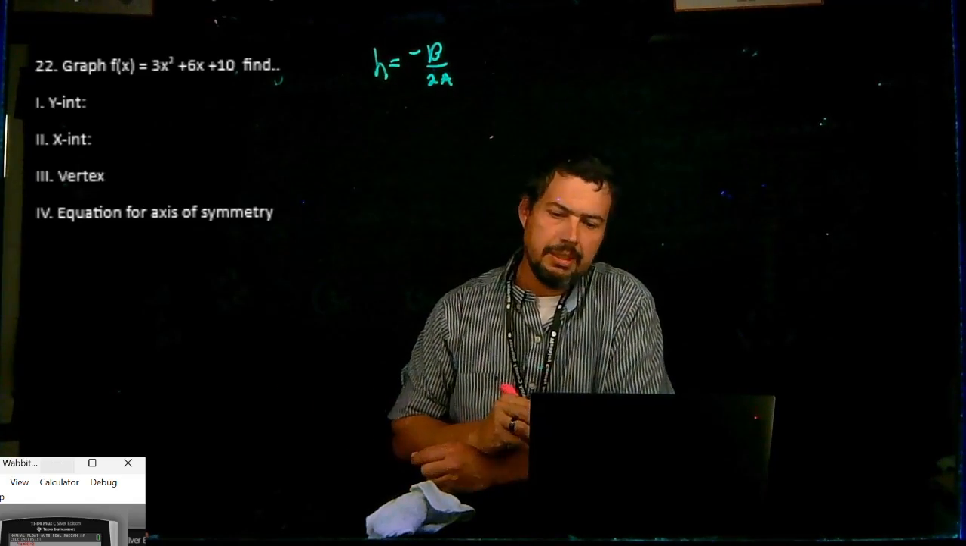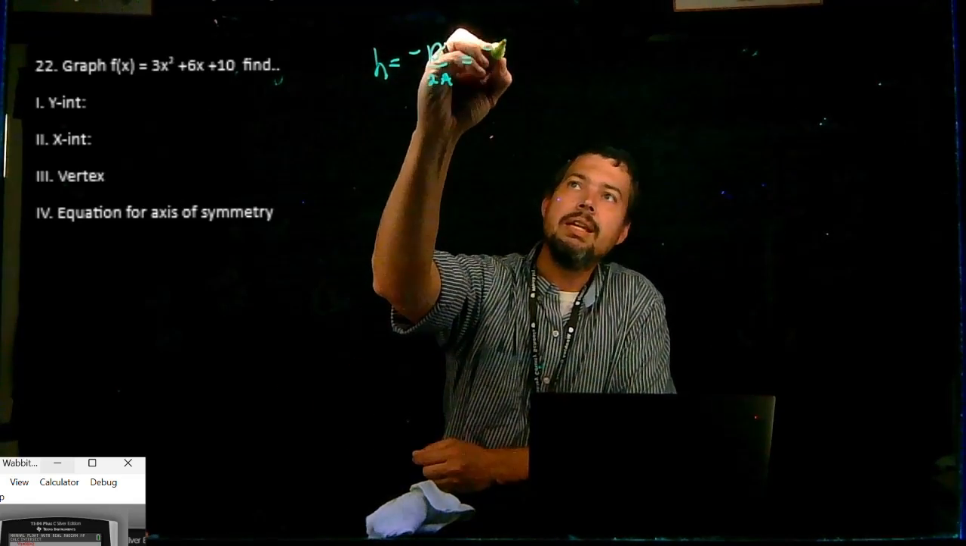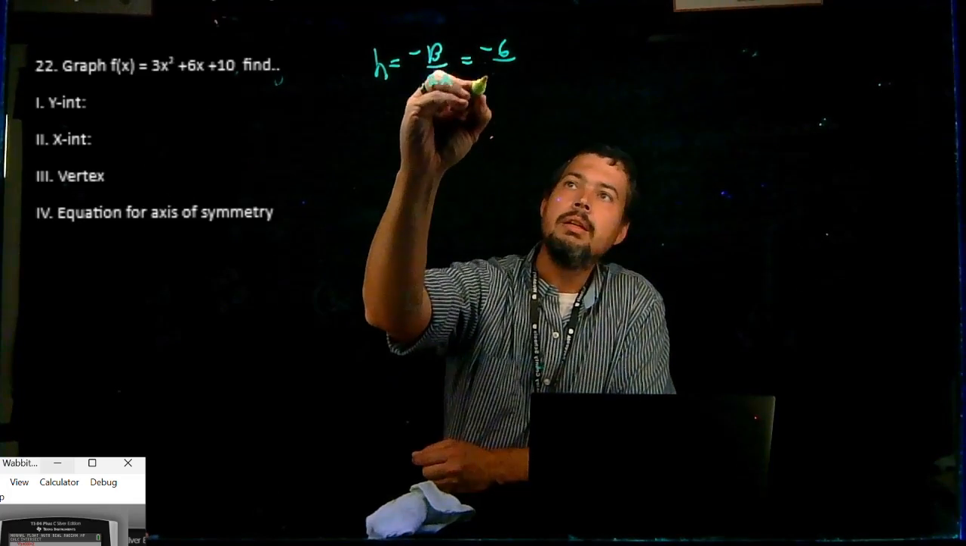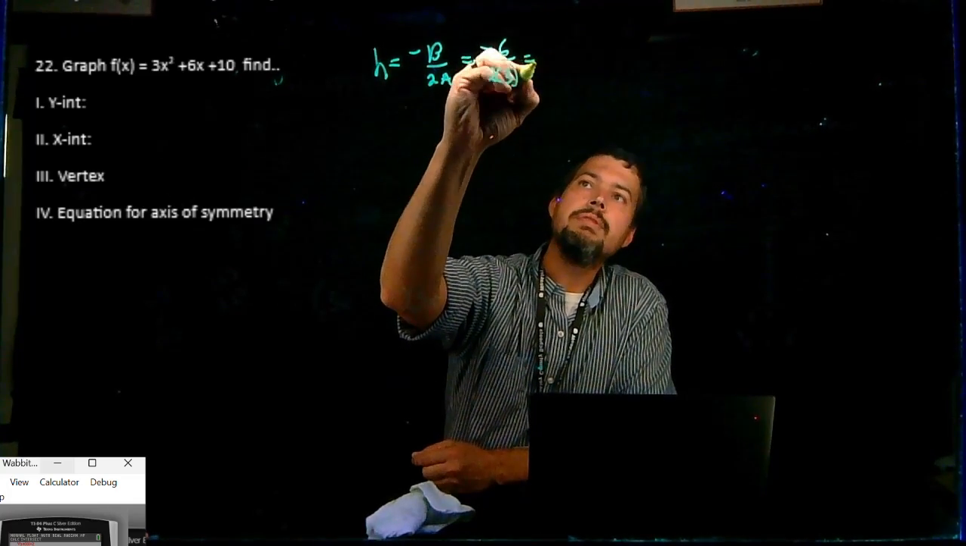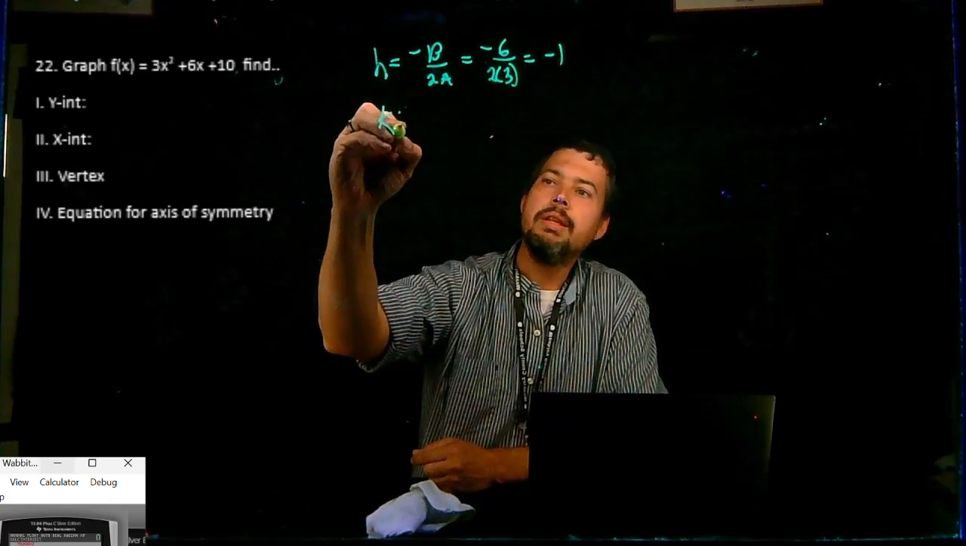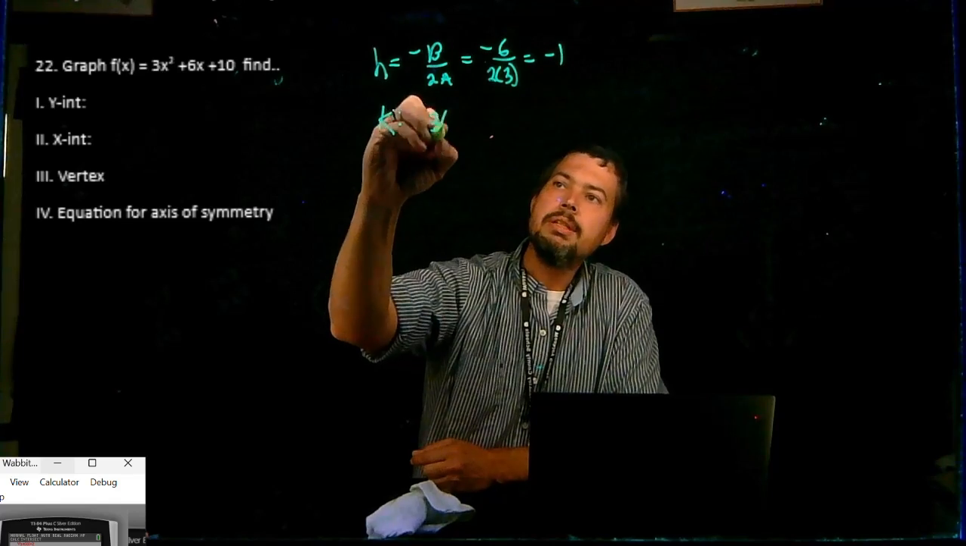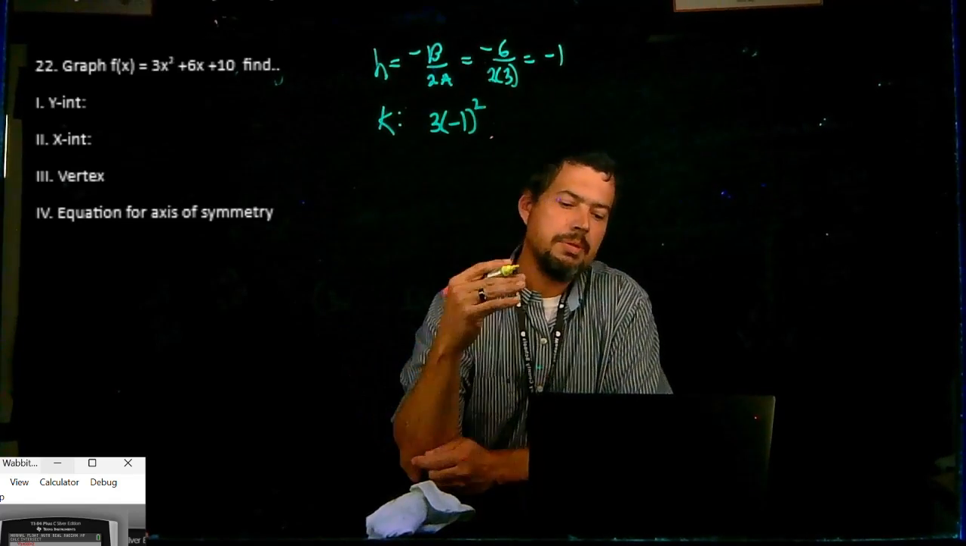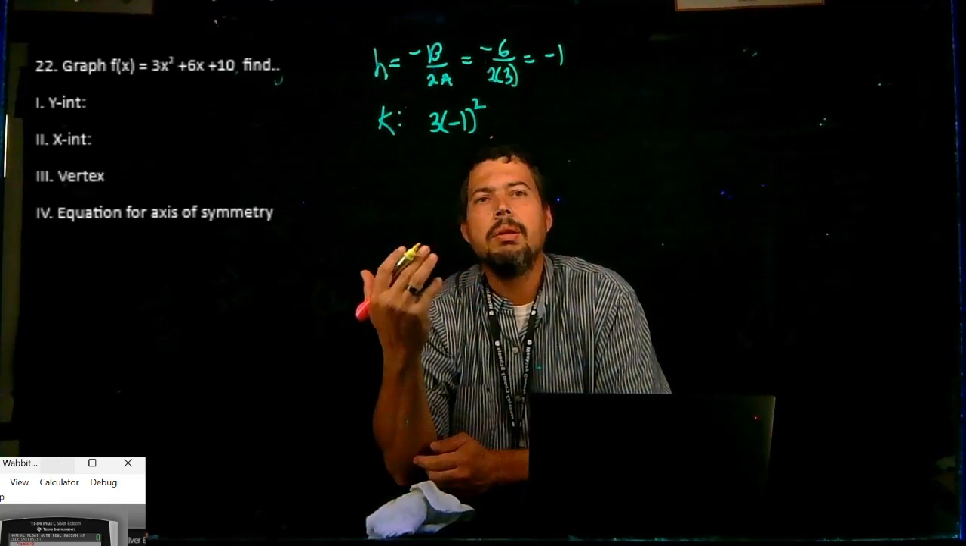So it looks to me like b is 6. So opposite of that is a negative 6. It's over twice a. 2 times 3. That's going to be negative 6 over 6, which is negative 1. To find k, we are going to plug that in. 3 times a negative 1 squared. And that works because we have x. If we want y, we plug it in.